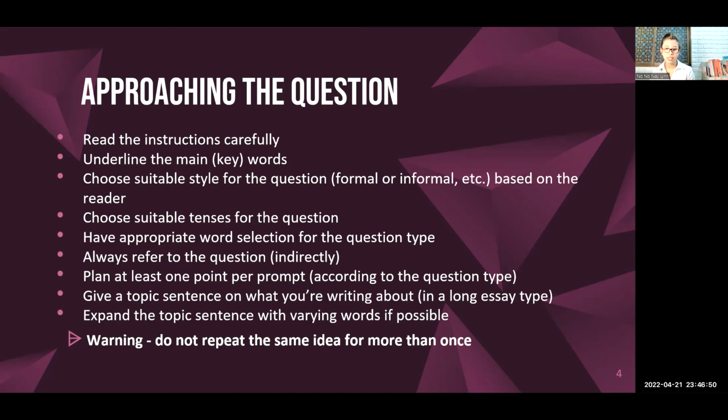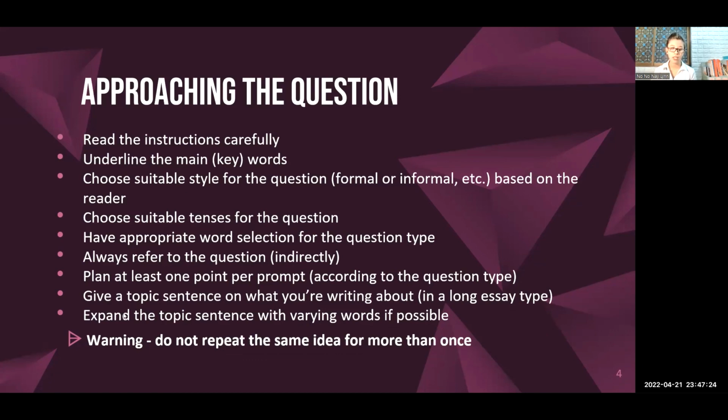So this is for a long essay type. In a long essay type, you don't have to write too much about the topic sentence. You don't have to expand too much. I mean, in this case, in this email type. And then the last one is just what we've talked about, expand the topic sentence with varying words if possible. This is very applicable in the long essay type, but in our example, it is an email type, so we don't really have to expand that much.